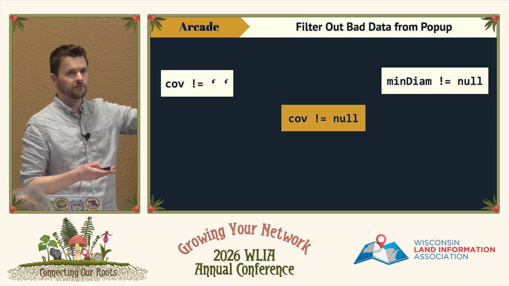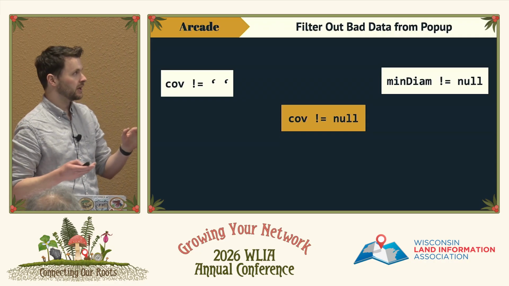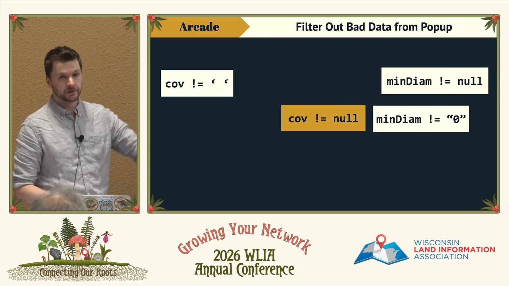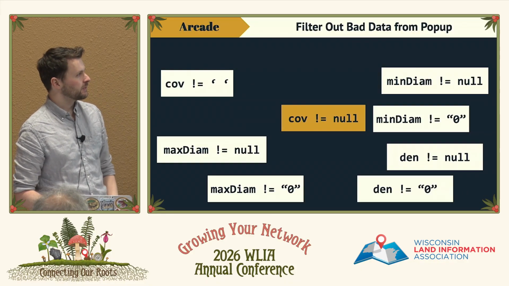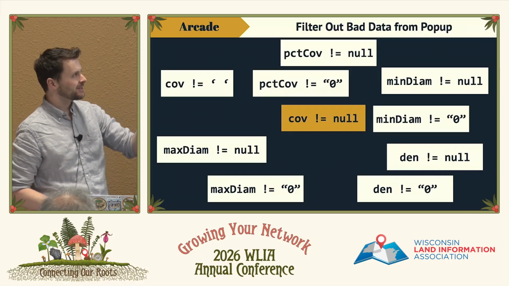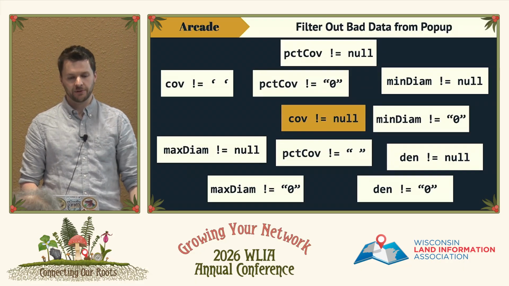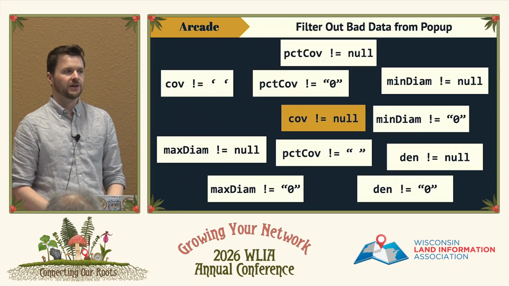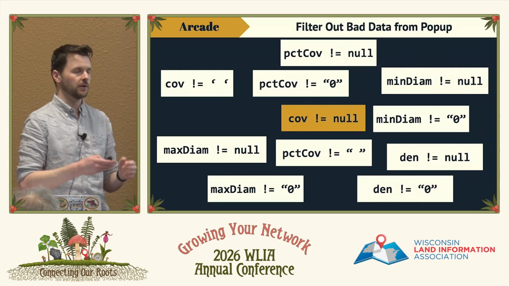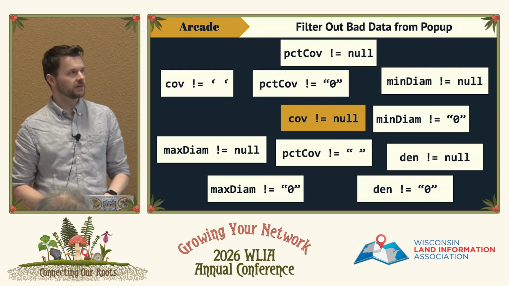We can't just look at the cover and say, is the cover type missing? If it is, don't show it. There's other data that could be there. Well, it could also be 0. Same thing for maximum. Same thing for density, same thing for percent cover, and percent cover is a little bit extra because it's got blank space as well. So we have all these things we have to search for to filter out to make sure that we're showing stuff in the sidebar or in the pop-up that is useful and not showing stuff that's not.